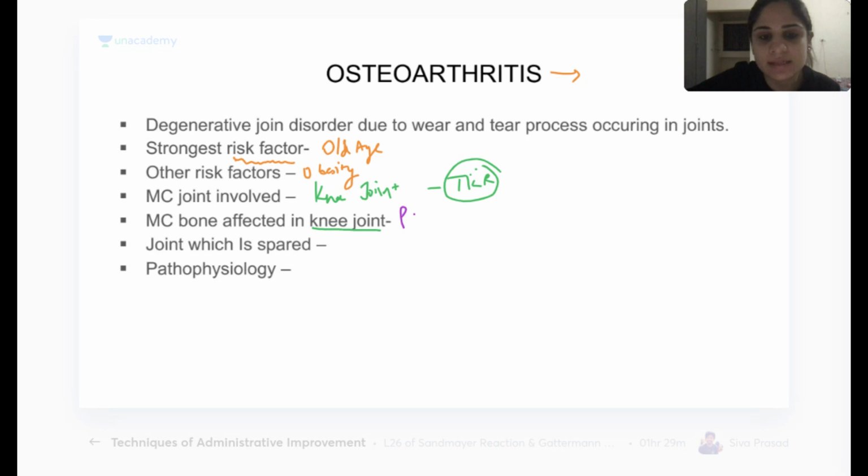And what is the joint that is spared overall in the body? Which is the joint which will never undergo osteoarthritis? Wrist, very good. Your metacarpophalangeal joints. Okay, your metacarpophalangeal joints are spared in case of osteoarthritis. They ask this in the exam, so please you should know this.